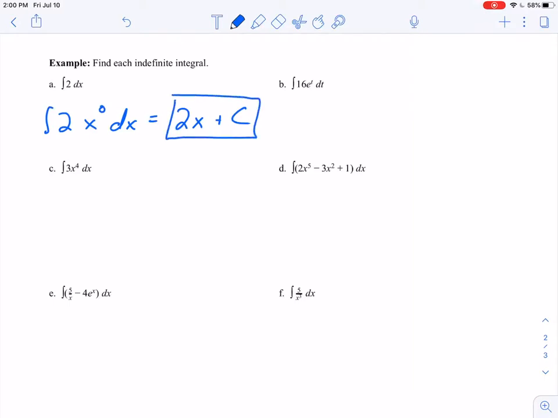I think it's a little bit jarring to go straight from here to 2x. But again, check your answer. If I take the derivative of 2x, I get back 2, which is exactly what I want. So I know this is the correct solution. You'll see this happen all the time in this section. Anytime we integrate just a constant, that constant just picks up a factor of x. That's the only thing that changes here.